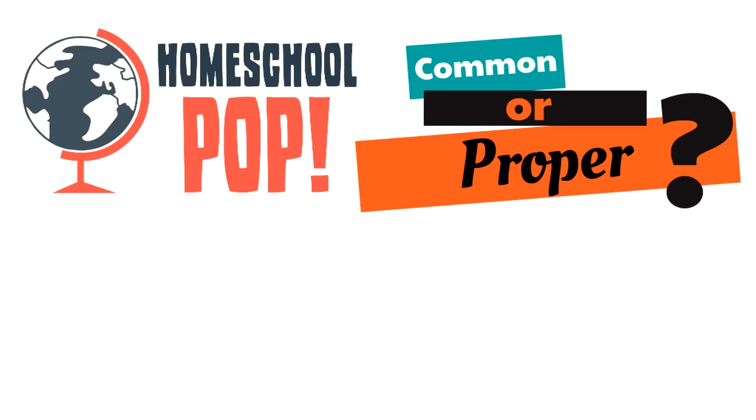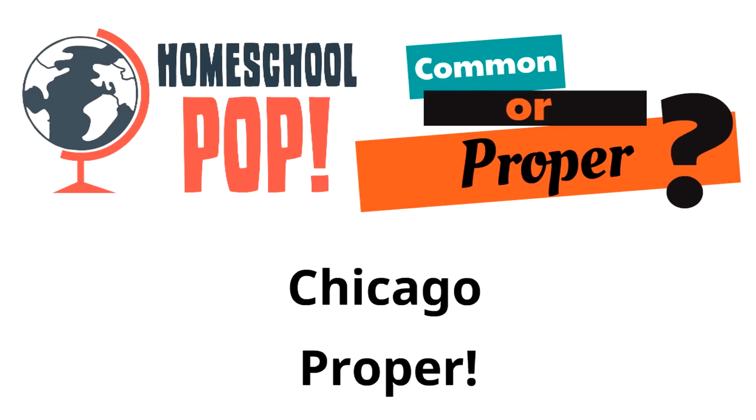How about this one? Chicago. Is this a common or a proper noun? Yeah, it's proper. And we have two clues. The first one is that it's a specific place, Chicago. And also, what's the other clue? Yeah, it starts with a capital letter. We know that Chicago is a proper noun. Great job.